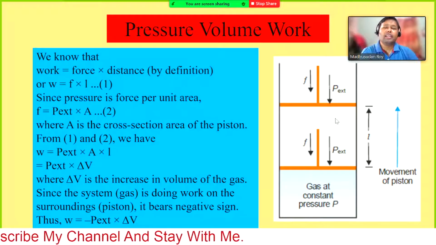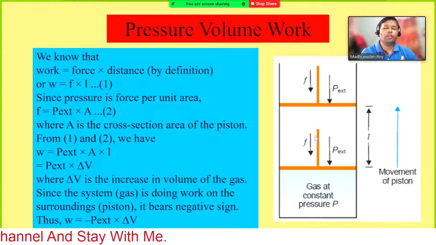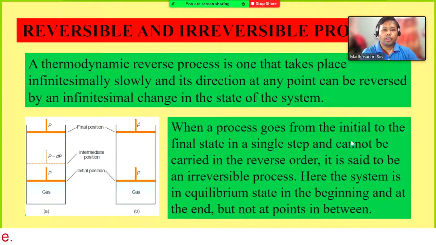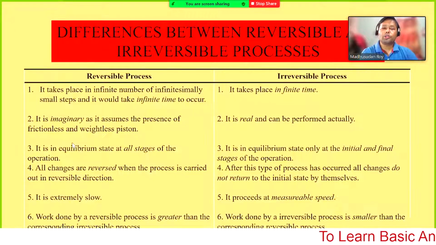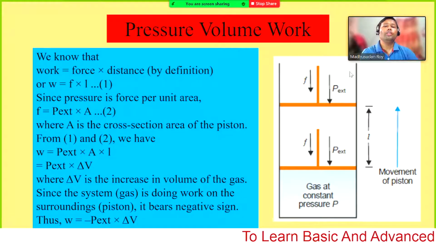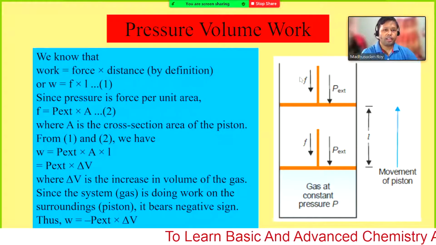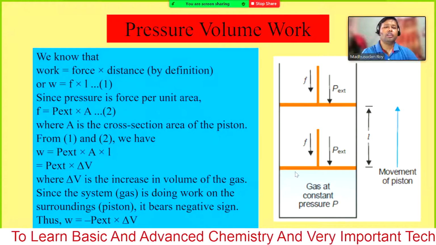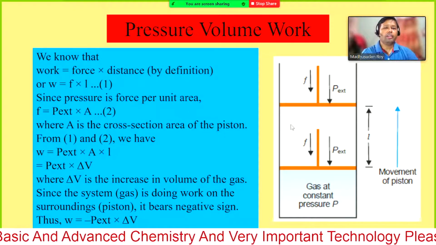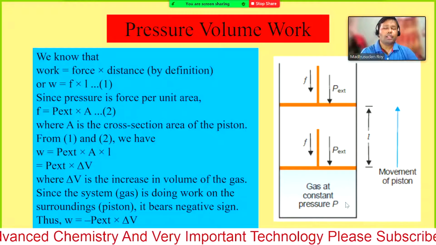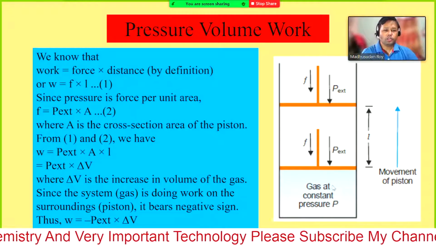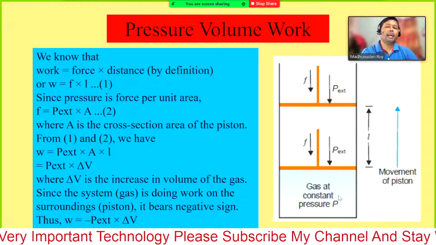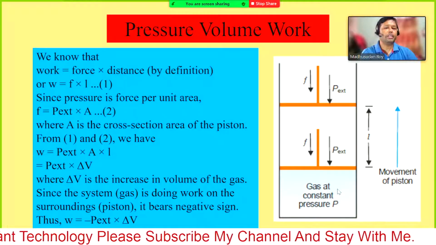This is a cylinder, as we have mentioned in the previous discussion of reversible and irreversible process. Exactly the same thing. Let us consider a cylinder with a frictionless piston. This is the piston, and inside there is some gas. So the total pressure of the gas is P at the initial stage.